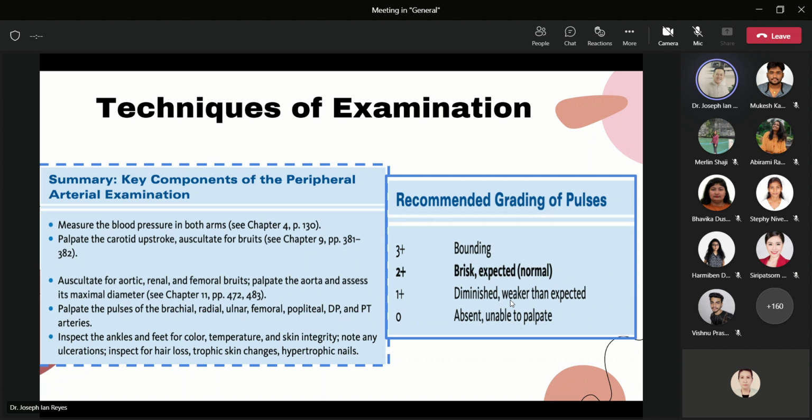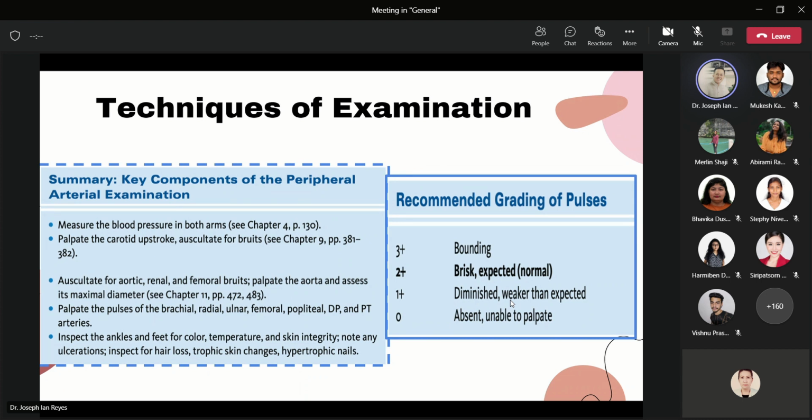Then palpate the pulse of the brachial, radial, ulnar, femoral, popliteal, dorsalis pedis arteries. Inspect the ankles, feet for color, temperature, skin integrity, as mentioned. Note any ulcerations, hair loss, skin changes, and hypertrophic nails. Then when you record your findings for the pulses, you have to know how to grade them.